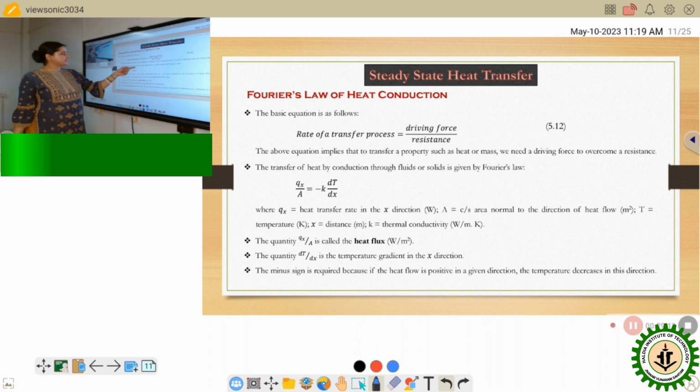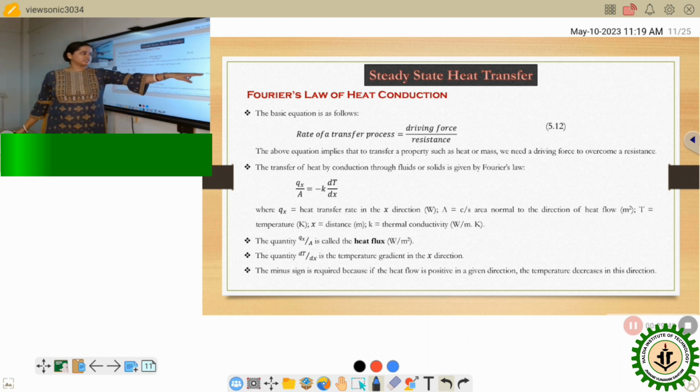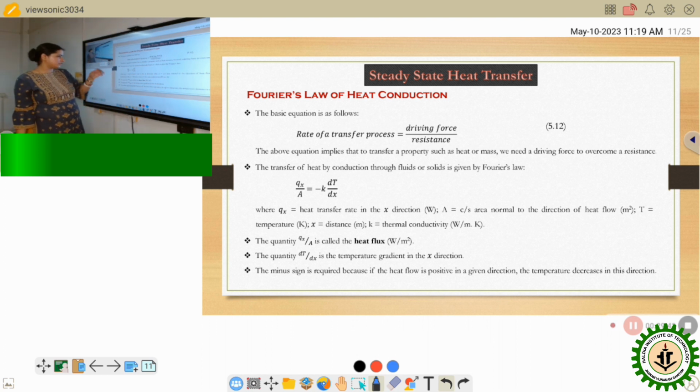Now the transfer of heat by conduction through fluids or solids is given by Fourier's law. Fourier's law is given by Qx/A = -k dT/dx. Qx is the rate of heat transfer, that is, heat transfer rate in the x direction, which is why the subscript x is given. A is the cross-sectional area normal to the direction of heat flow, that is, perpendicular to the direction of the heat flow. k is your thermal conductivity, T is your absolute temperature in Kelvin or even in degrees Celsius, and x is the thickness of the material.